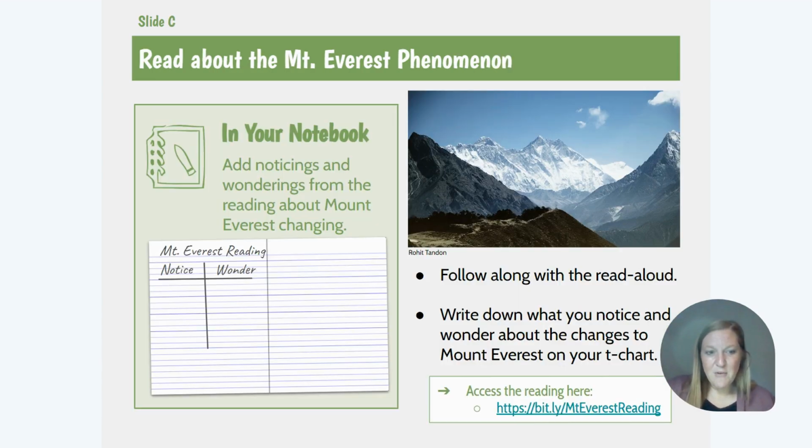All right, before we move on, I'd like for you to find a blank piece of paper and create a T-chart. So this can be in your notebook or just on a regular piece of paper. Make a T-chart that says notice and wonder. And we're going to do a little bit of reading about Mount Everest. And I'd like for you, as we read, to jot down some things that you notice and wonder. So take a second and add this T-chart to your notebook.